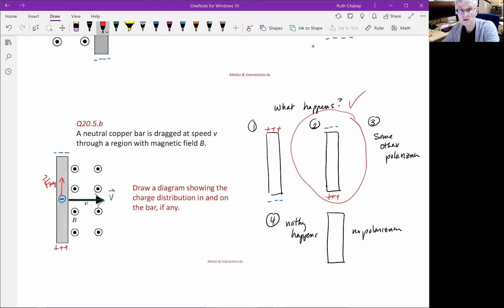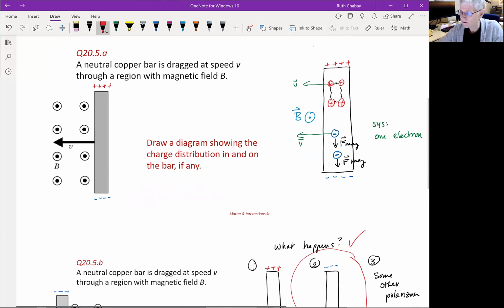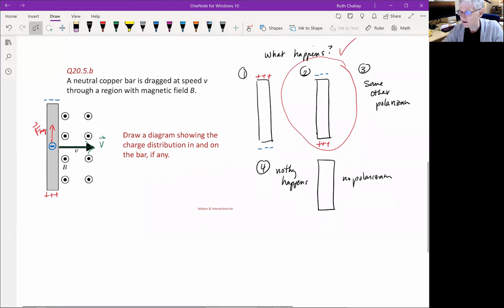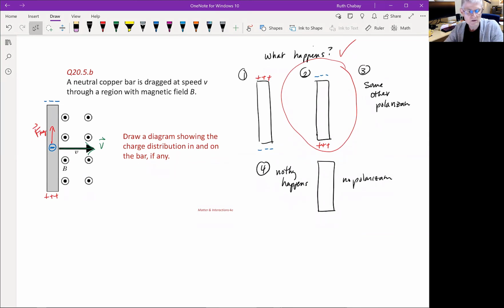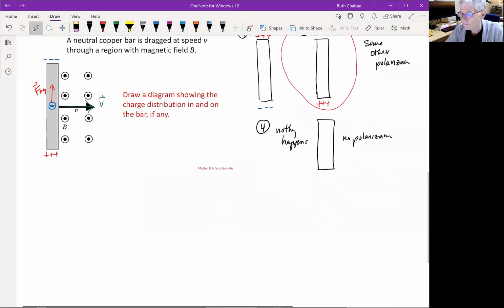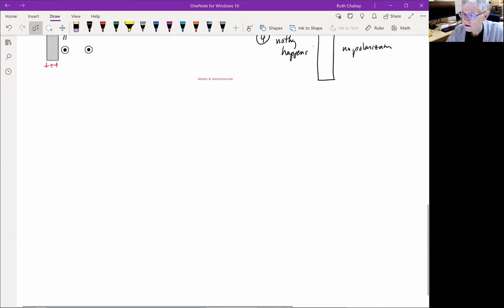Now, there is a force on the positive atomic cores, but they can't move. So that's how we get this polarization. So in the first case, we got positive on top, negative on the bottom. In this case, we got negative on top, positive on the bottom. Well, it's kind of interesting because it looks like we just made a battery.